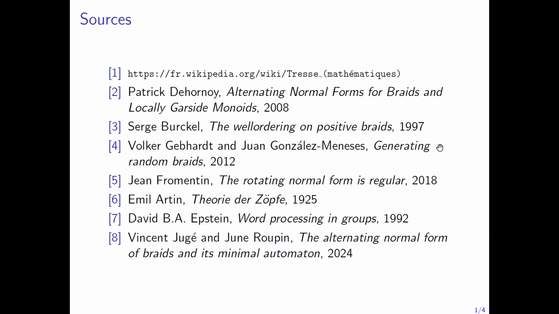Given the normal form, can you say something about the number of representatives of a braid? At the beginning, you showed an example with beta, which has 4 representations, and can you compute the size of the equivalence classes?